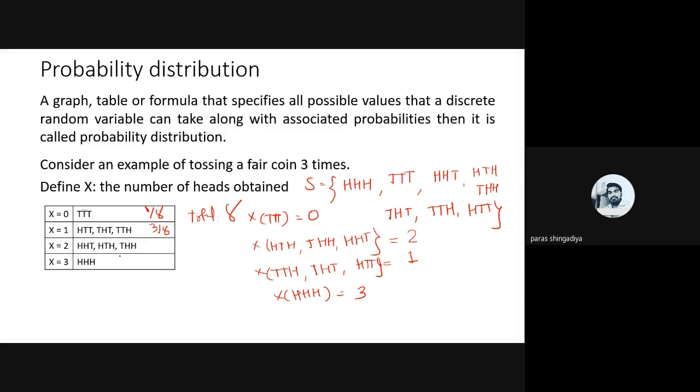Okay, now in the third case, x equal to 2. So how many cases do we have which take output x equal to 2? How many outcomes are there in which x equal to 2 is defined? So there are three cases we have: HHT, THH and HTH. So there are three possibilities which take output x equal to 2. Okay, total how many outcomes? 8 outcomes. So what is the probability for x equal to 2? That is also 3 by 8.